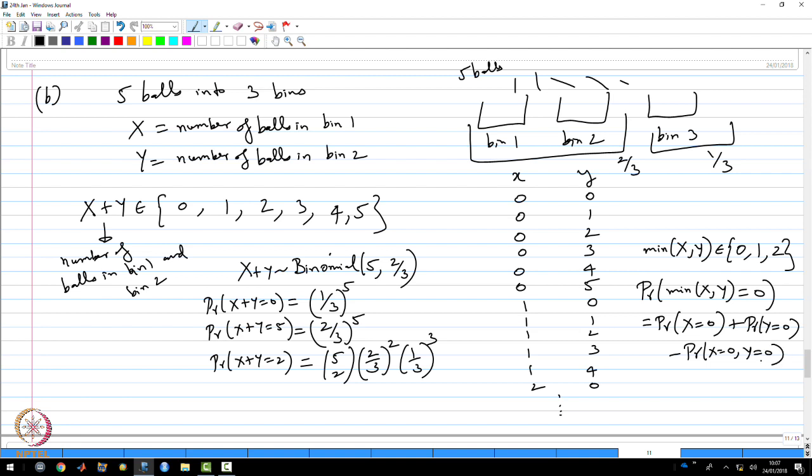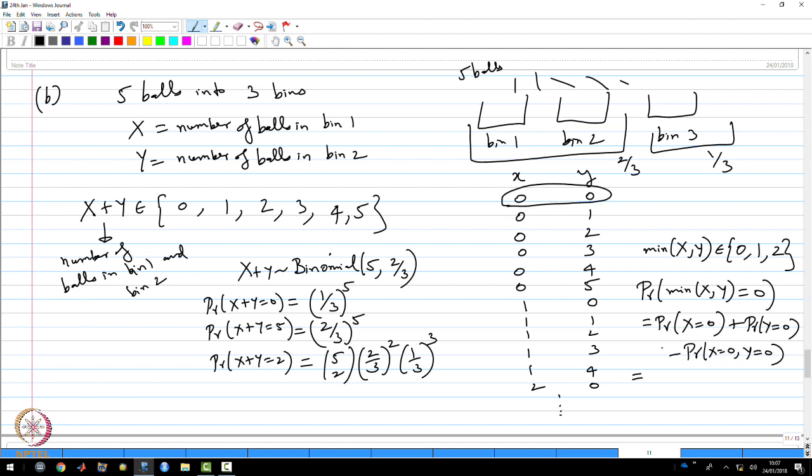So think about why this is true. If min of xy is 0, either x has to be 0 or y has to be 0. If I simply add the probabilities, there is a case in which both x and y could be 0 together, so I have to subtract that out. So I will get all the events. This is basically the events 0, 0, 0, 1, 0, 2, 0, 3, 0, 4, 0, 5, and then 1, 0, 2, 0, 3, 0, and so on. If I just compute x equals 0, I will get one answer. Y equals 0, I'll get one answer. But this event 0, 0 would have been counted twice, so I have to subtract that.